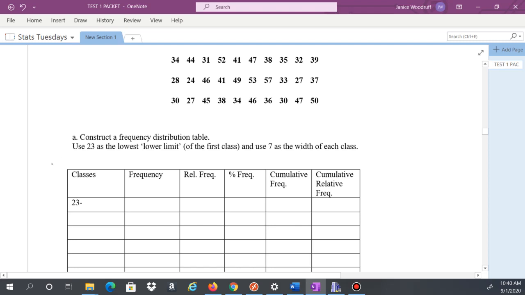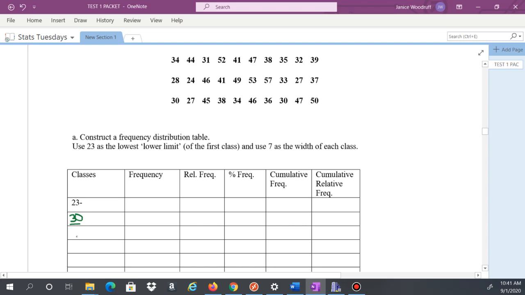So here's what we're going to do. We're going to construct a frequency distribution table, but we're going to do classes. So we're making a grouped frequency distribution table, which uses a lower limit and an upper limit. You want to use 23 as the lowest lower limit of the first class and a class width of 7. So for the class width, you take the lower limit of a class and subtract 7 going backwards, or add 7 to 23, and this is going to be 30. So the lower limits are each going to be a difference of 7.